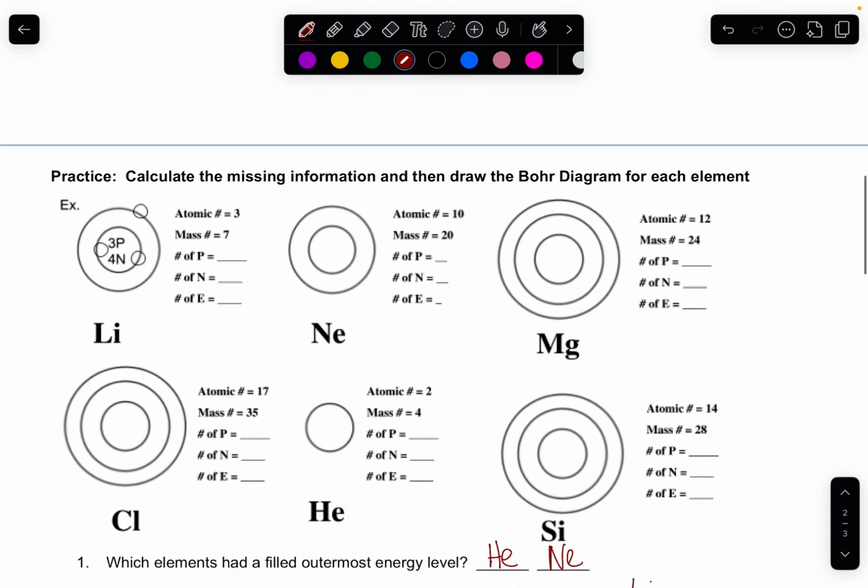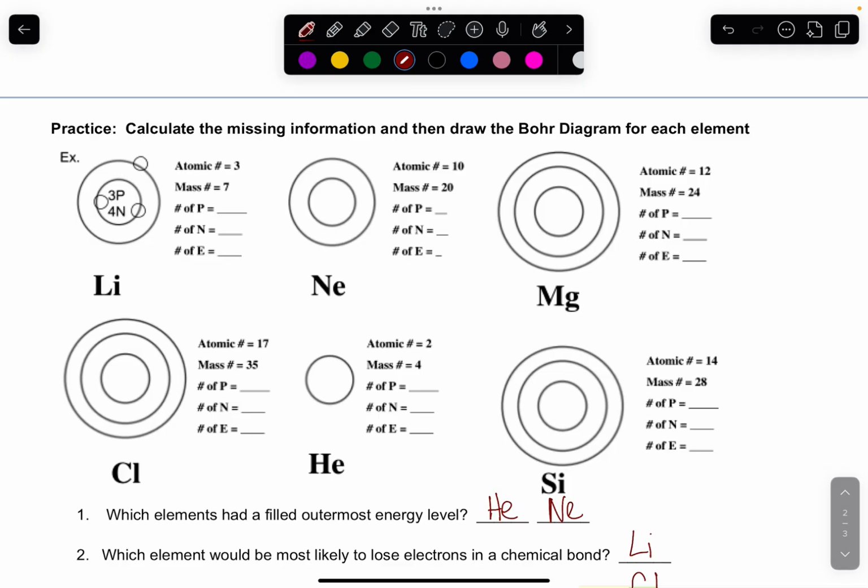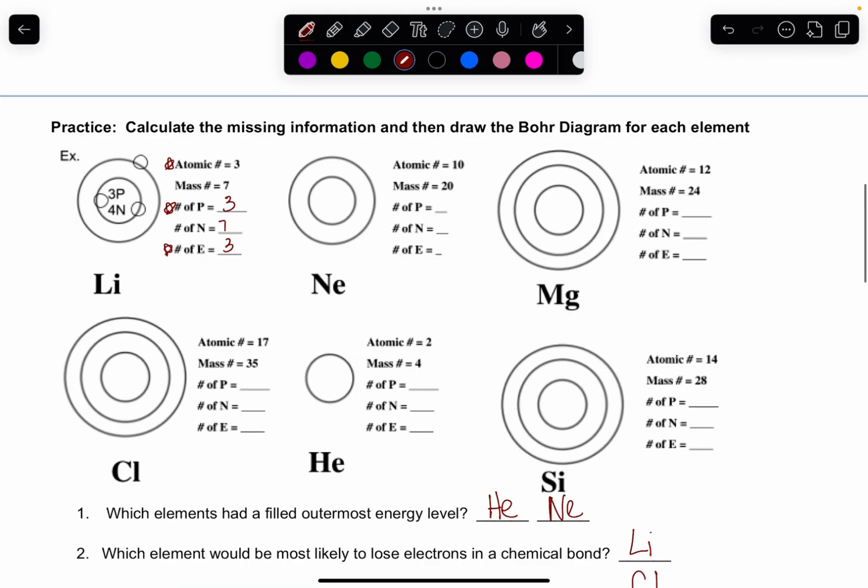All right, let's look at the next page. Our first one here, lithium, is kind of done for us as an example. I have an atomic number of 3 and a mass number of 7. So my atomic number, my protons, and my electrons are all equal. So I have 3 protons and 3 electrons. My number of neutrons is my mass minus my protons, and that gives me 4. And then you can see in this example, I already have 3p and 4n in the middle and 3 electrons.